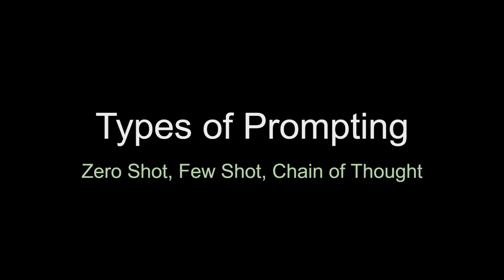So let's start with a very basic one, which is zero shot prompting. Here you simply give the model a task without giving any example. So that's where zero shot prompting comes across. For example, you ask it to translate this to English, and then you give a topic.